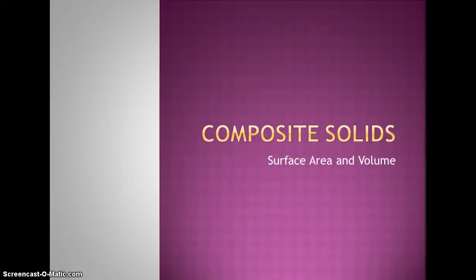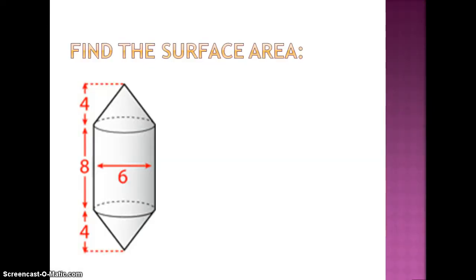For this video, we're going to look at composite solids, which means we're going to take several 3D figures and combine them and then find the surface area and volume. So for our first example, we want to find the surface area of this shape.